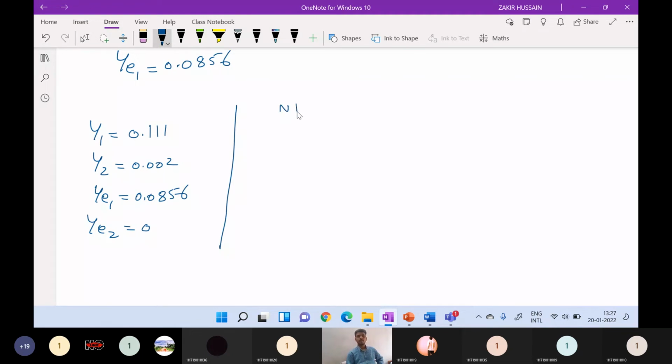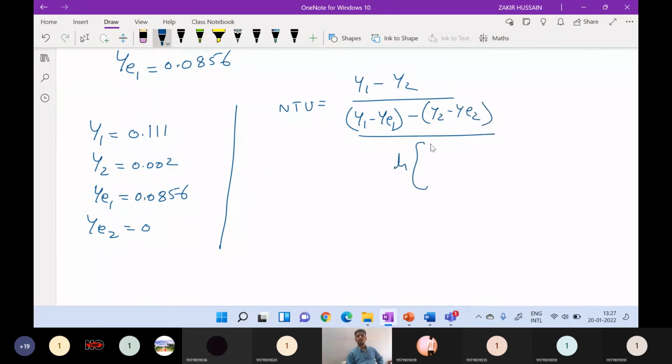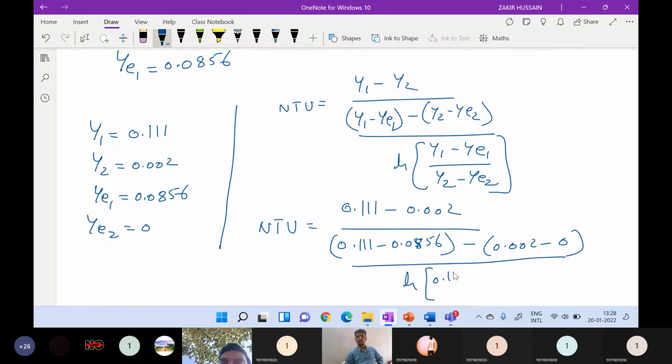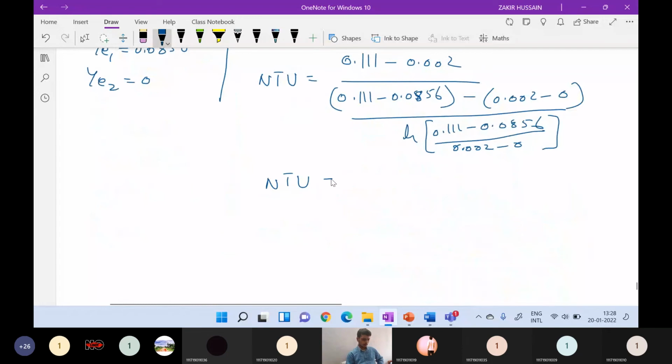Now we can use the NTU equation, that is (Y1 minus Y2) divided by [(Y1 minus YE1) minus (Y2 minus YE2)] divided by ln of (Y1 minus YE1) divided by (Y2 minus YE2). Substituting: Y1 is 0.111, Y2 is 0.002, YE1 is 0.0856, and YE2 is 0. After calculating this, we obtained yesterday nearly 11.84 for NTU.